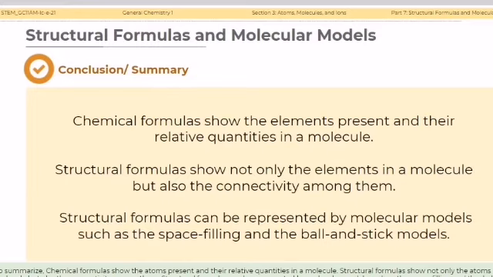To summarize, chemical formulas show the atoms present and their relative quantities in a molecule. Structural formulas show not only the atoms in a molecule, but also the connectivity among them. Structural formulas can be represented by molecular models such as the space-filling and the ball and stick models.